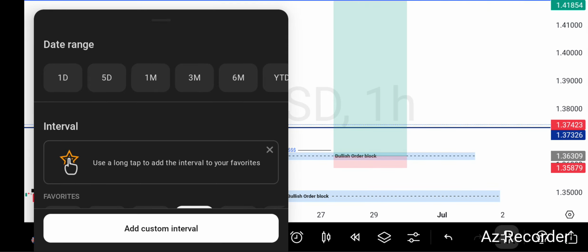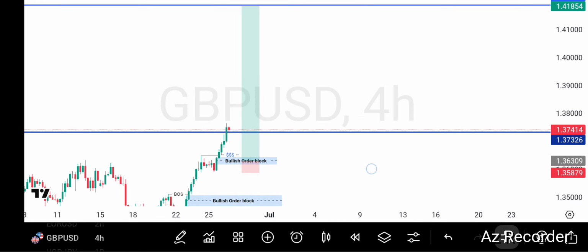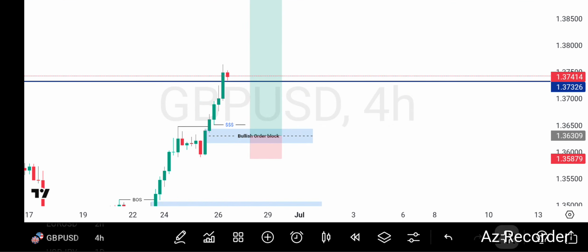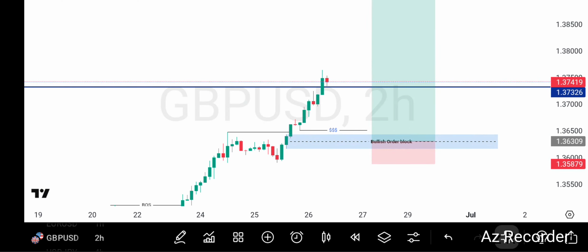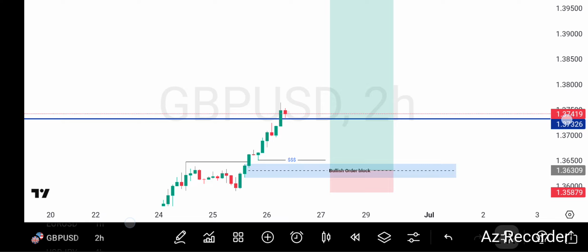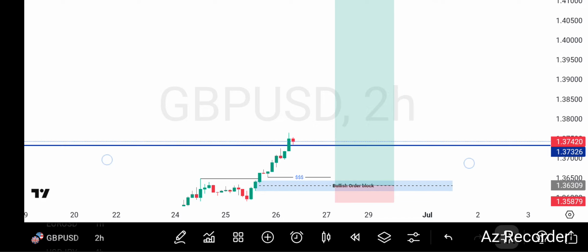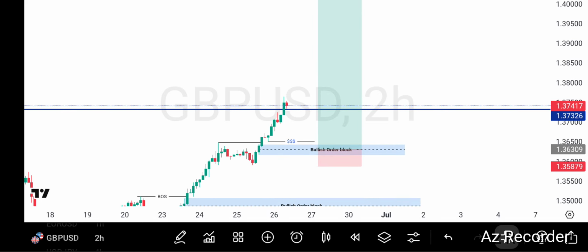So guys, this is what we're actually looking at on GBPUSD. Our entry point is going to be on the 2-hour time frame, and guys, we take our trades from this zone, and we trade it slow, from 1.36309, our price point and entry point for GBPUSD. So guys, trade it slow, trade it peaceably, and keep it simple, guys.